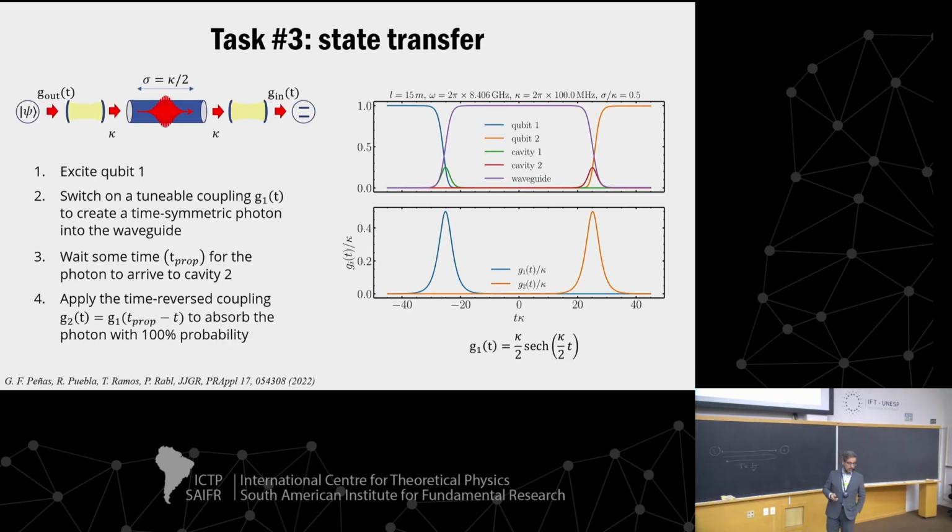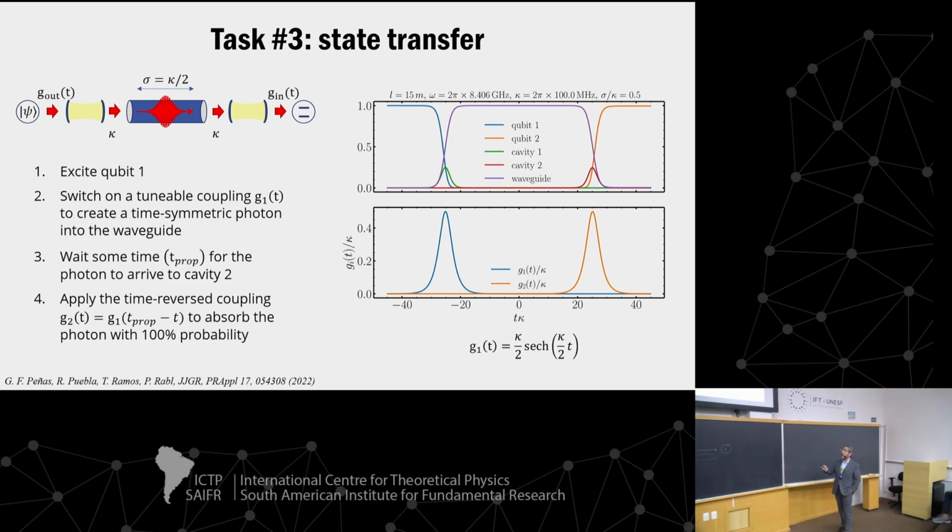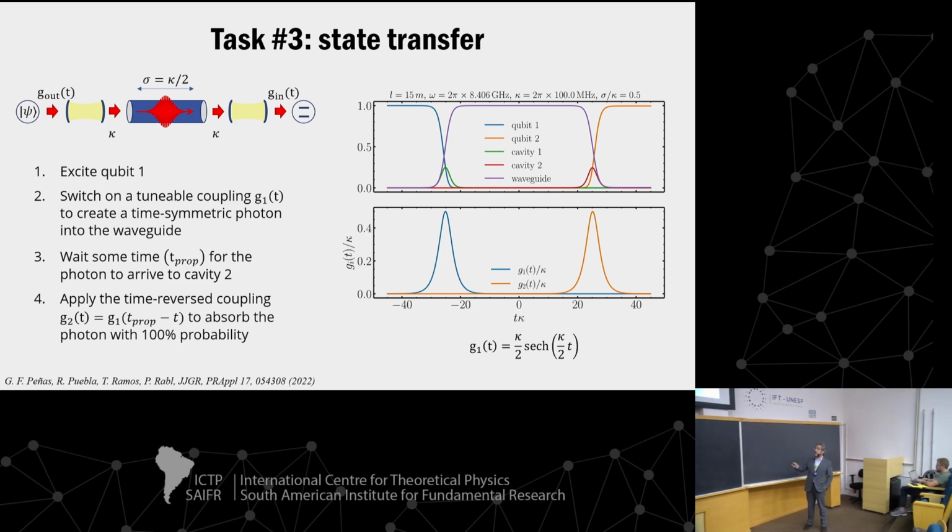So this is what happens. We didn't discuss it before. You start with a qubit excited. We connect the coupling with this profile, and the qubit begins to deposit energy into the cavity. And you see here the probability amplitude of the cavity. This cavity decays into the waveguide, depositing energy into the waveguide, which is then reaching the second qubit. It's mapped into the cavity and absorbed by the second qubit. And this process has almost 100% fidelity.